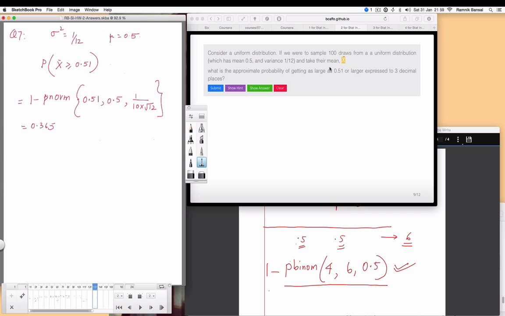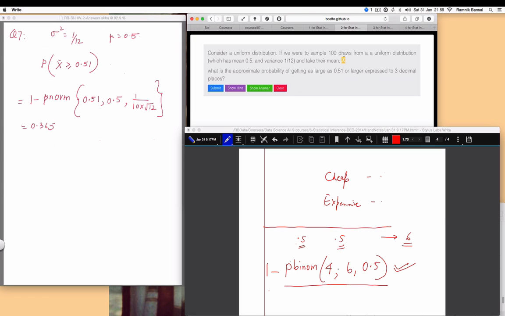Shouldn't the variance of a uniform distribution not be zero? No, let's look at it. Let's say the uniform distribution is such that the value can be anything between 0 and 1. This is a uniform distribution, so the mean is 0.5. Now the value can be equally distributed, so it can be 0.25 also, it can be 0.75 also.